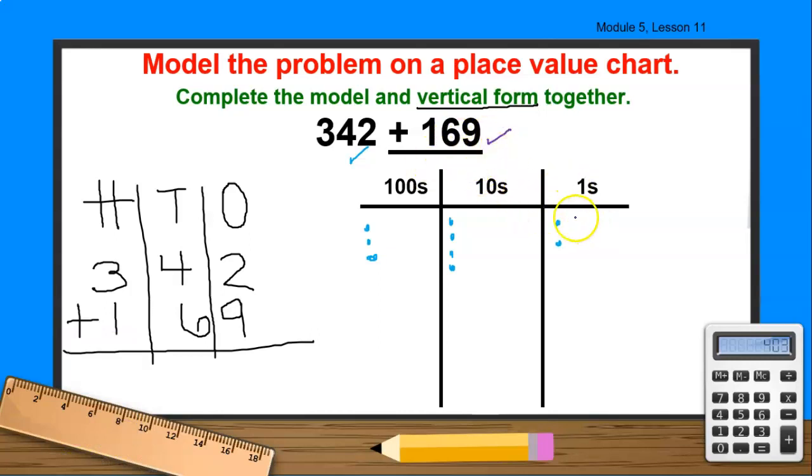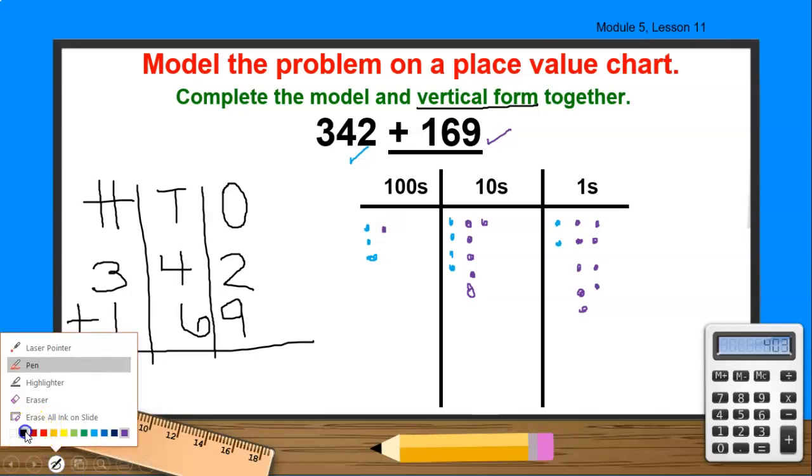That tells me that I have 9 ones, 5, 6, 7, 8, 9. Then that tells me 6 tens. 1, 2, 3, 4, 5, and 6. And then this tells me that it's 100. So I'm done with key point number 2, model addends.